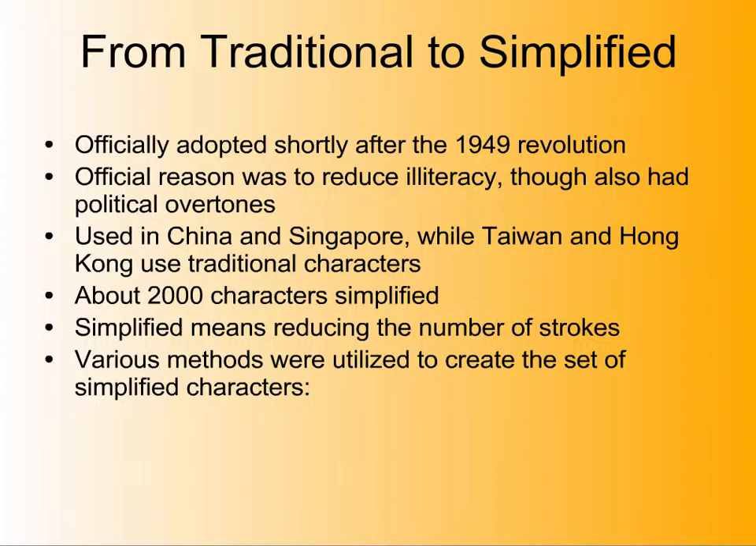In fact, in Taiwan and Hong Kong, where traditional characters are still used today, the literacy rate is very high indeed, over 99%. They simplified about 2,000 characters, and what simplified means is that they reduced the number of strokes. There were a number of different ways they did that.